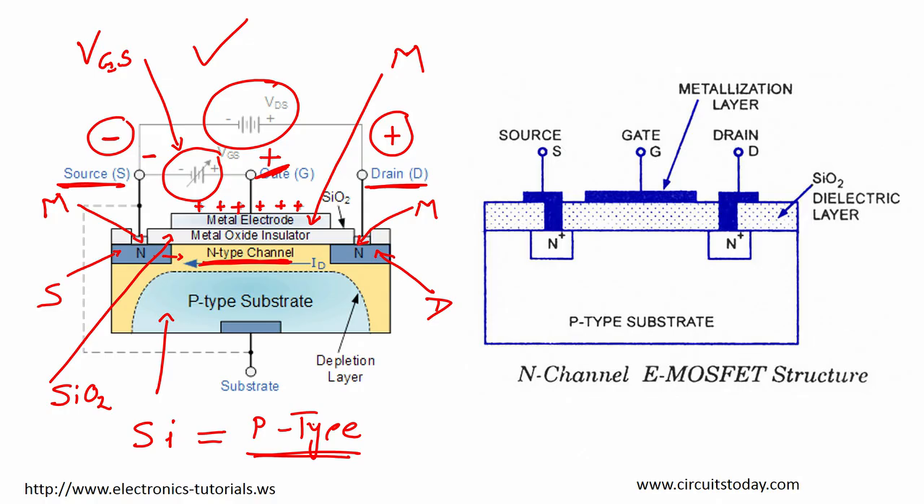Now, when we have an n type channel, only with the help of the channel can the electrons flow. If there is no channel, how can electrons flow from here to here? Not possible, right? Not possible if there is no channel. So, if there is a channel, electrons will start flowing towards the drain. So, what does that mean?